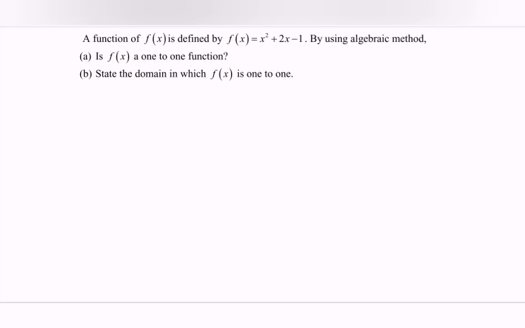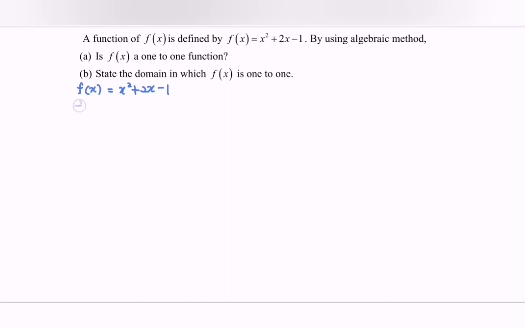Before we begin, we have to make sure the quadratic equation is in standard form, meaning that we have to complete the square. So f(x) equals x squared plus 2x minus 1. Before we start completing the square, make sure the coefficient for x squared is positive 1. So here we have the positive 1.